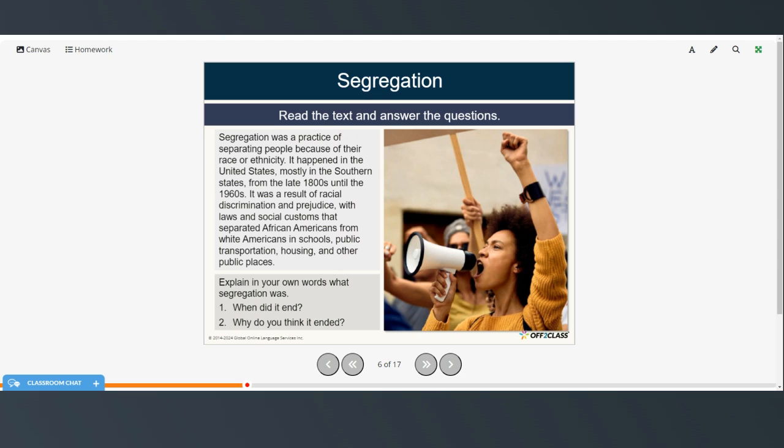So now we're going to read the text and then answer the questions. You can pause the video and read on your own, or you can follow along as I read. Segregation was a practice of separating people because of their race or ethnicity. It happened in the United States, mostly in the southern states, from the late 1800s until the 1960s. It was a result of racial discrimination and prejudice with laws and social customs that separated African Americans from white Americans in schools, public transportation, housing, and other public places. So explain in your own words what segregation was, when did it end, and why do you think it ended?